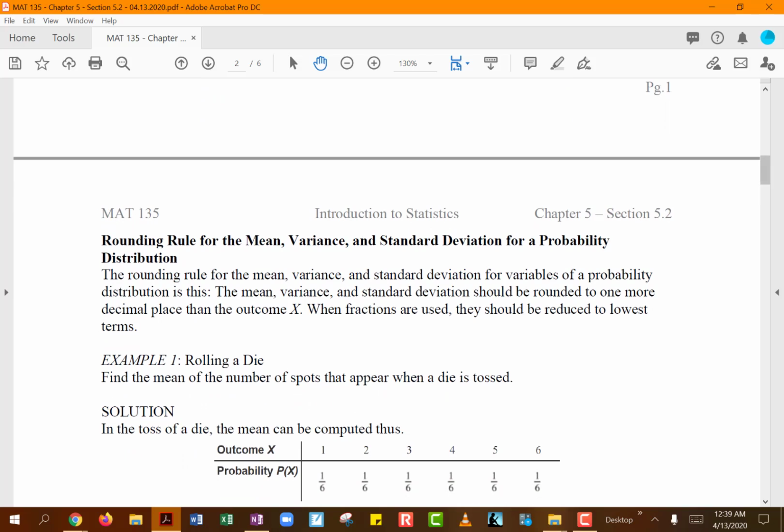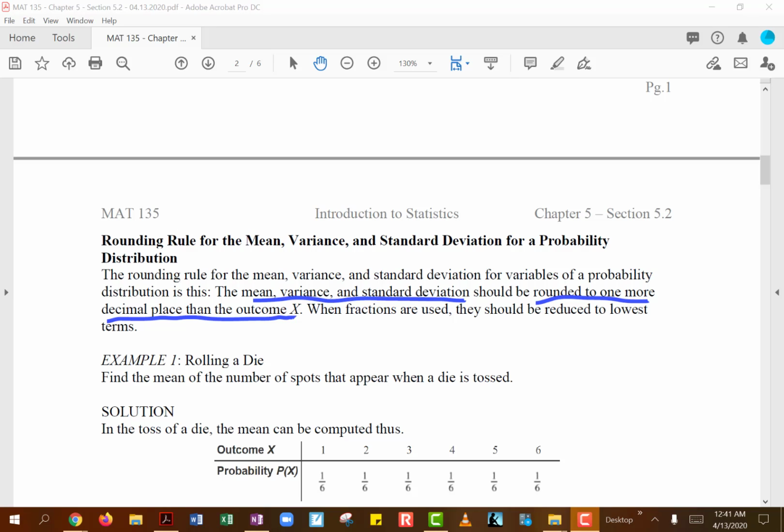Now let's talk about the rounding rule before we get into examples. So for the mean, variance, and standard deviation, your rounding rule is that it should be rounded to 1 more decimal place than what your outcome x will have. So if your outcome x is whole numbers, then your mean, variance, and standard deviation have to be rounded to 1 decimal place.